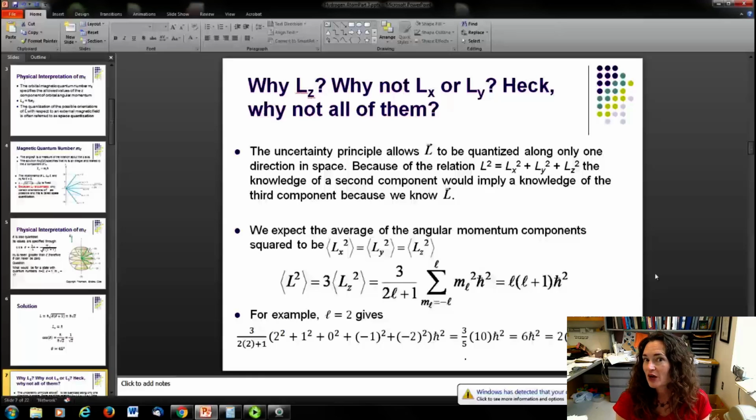Remember, the angular momentum, though, is the cross product of the position and the momentum. So what that means is that if you know all three components of your angular momentum, you really are violating the Heisenberg uncertainty principle, and you can't do that, okay?